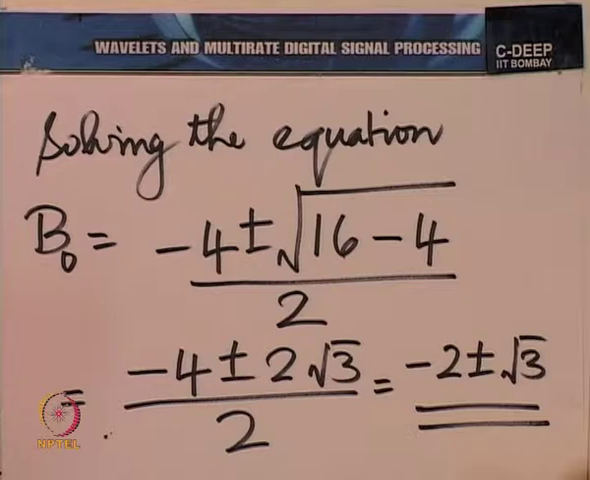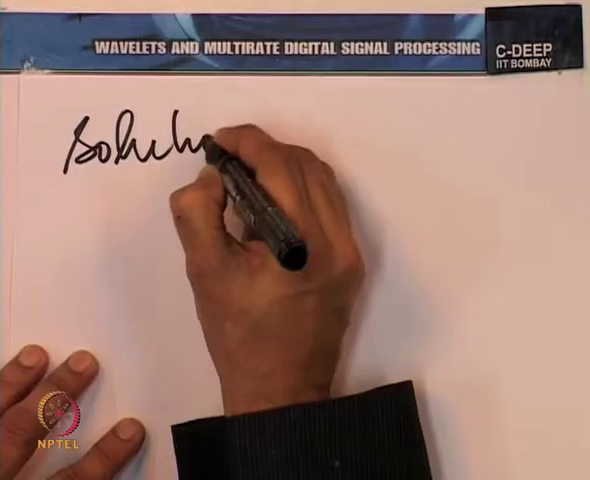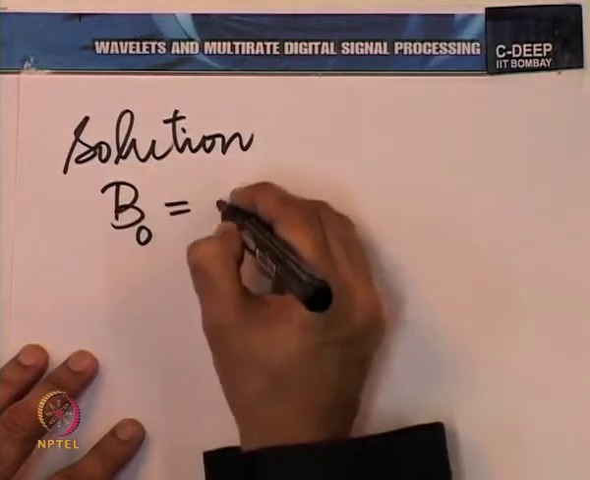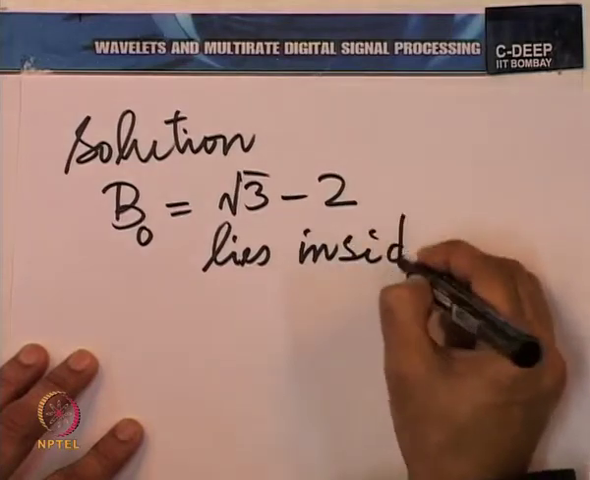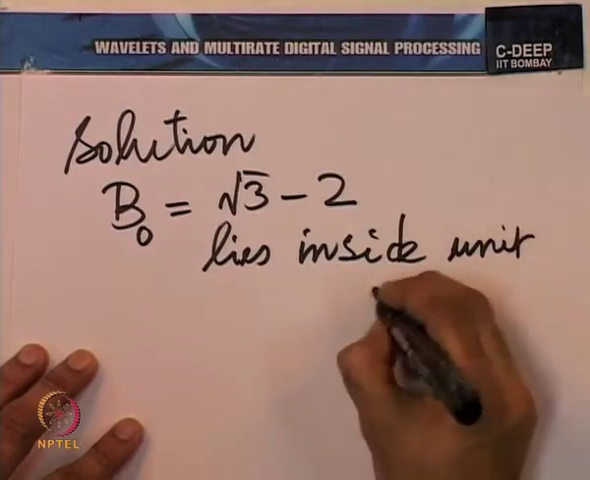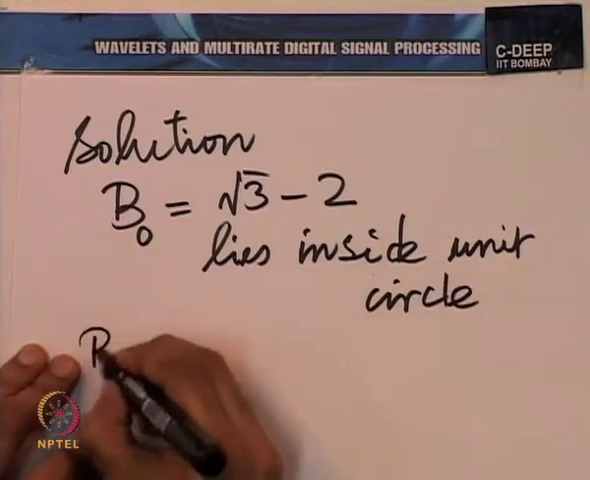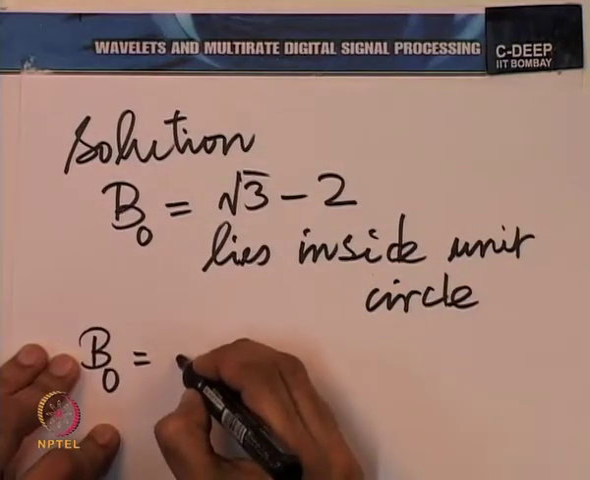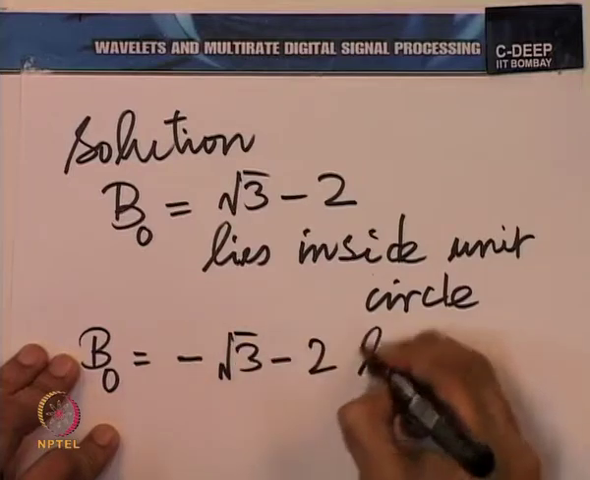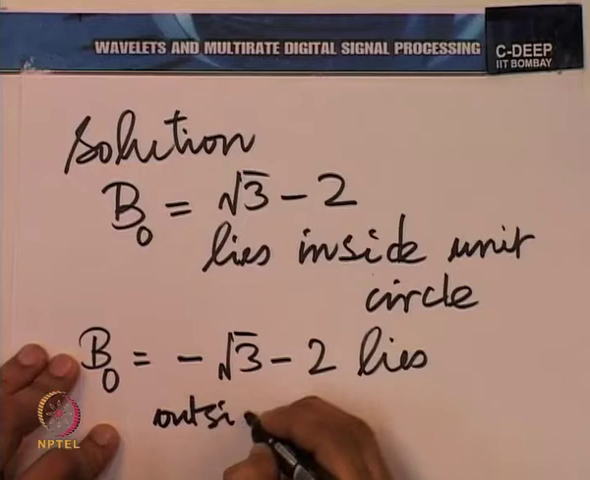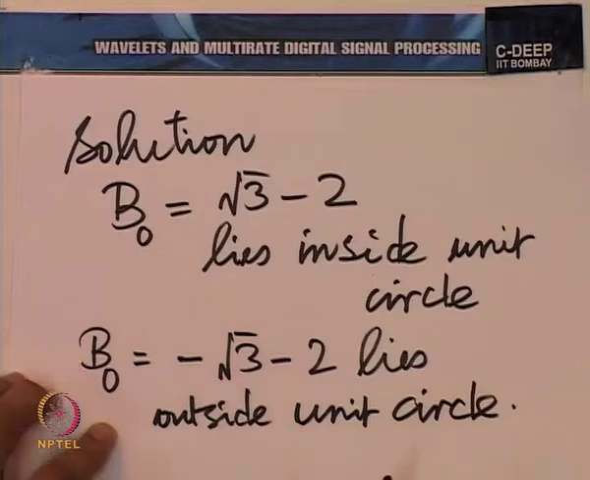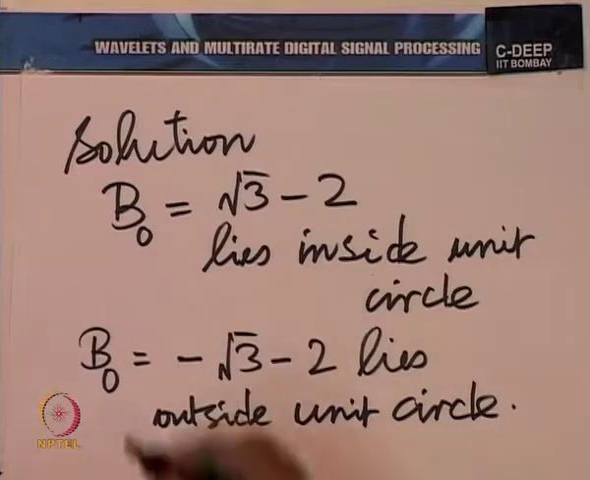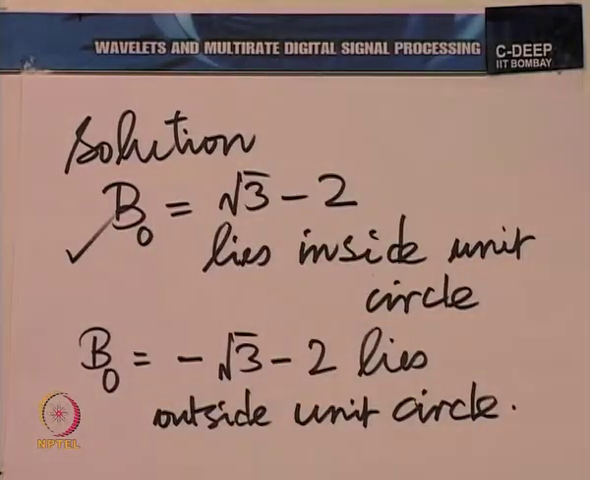So, among the solutions, B 0 is square root 3 minus 2 lies inside the unit circle. And B 0 is minus square root 3 minus 2 lies outside the unit circle. Now, we have a choice. We could either choose this or this. We shall choose this, and there is a reason for it.